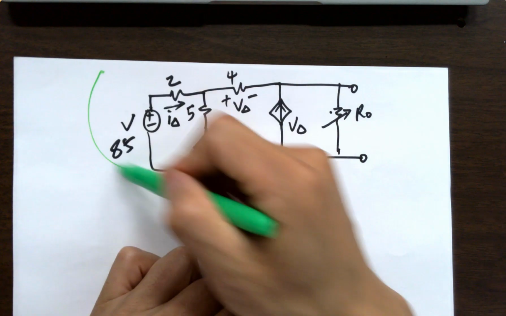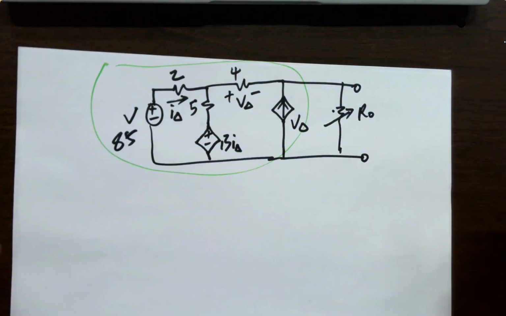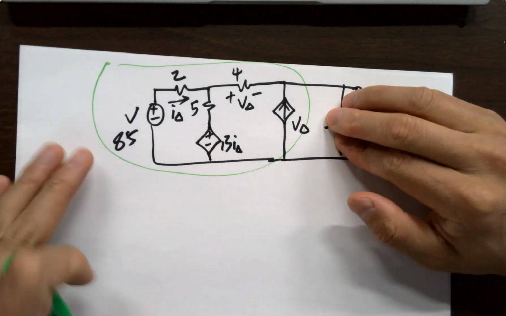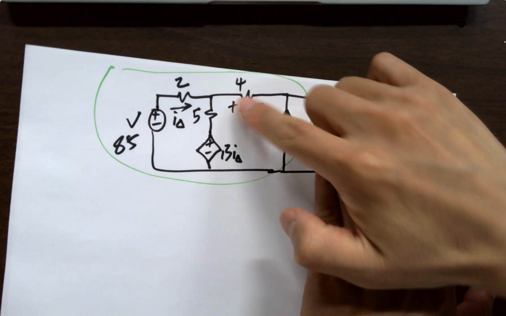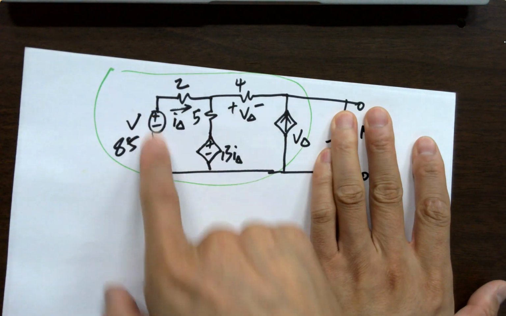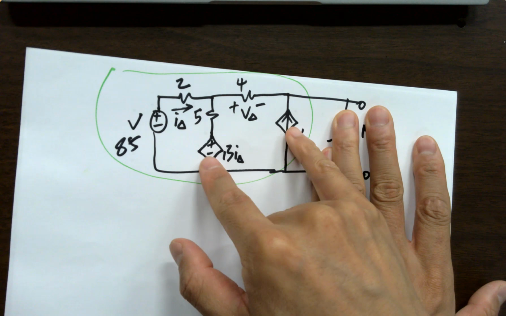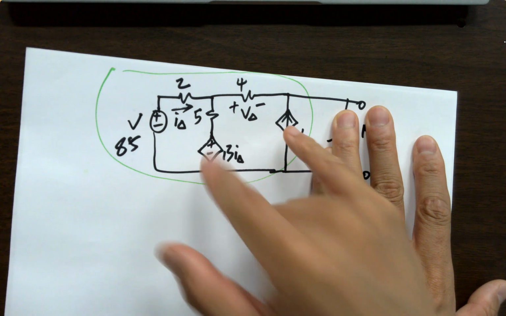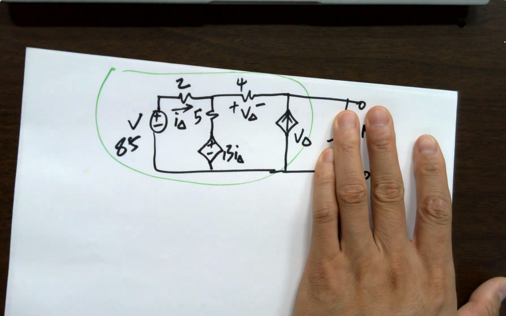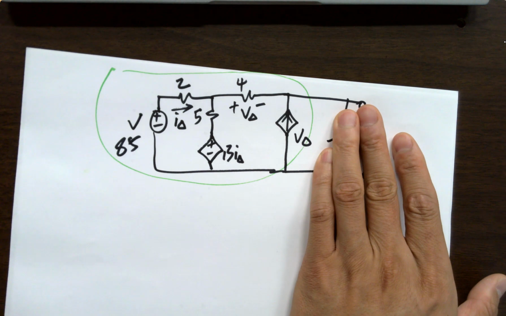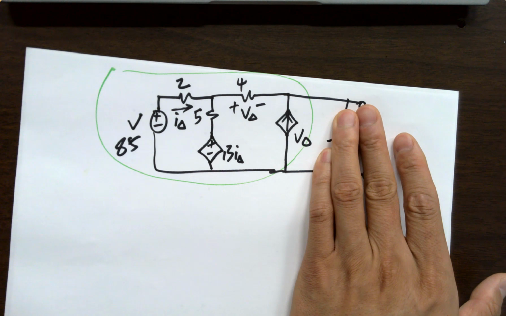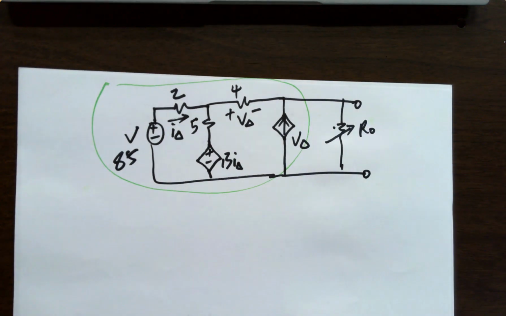Here's the black box. It has a dependent source. So if you remove the load and look back, yeah, I can short this guy, no problem. What should I do with these 2? You're hitting a wall, right? So that's for RTH. What about VTH?